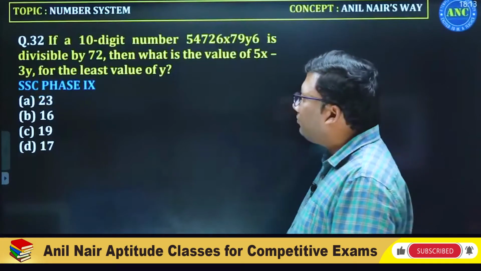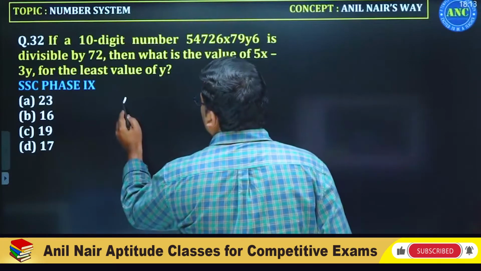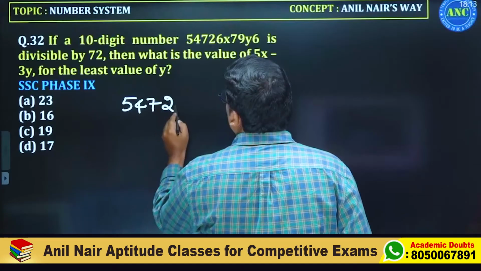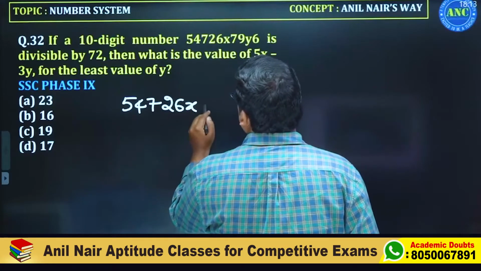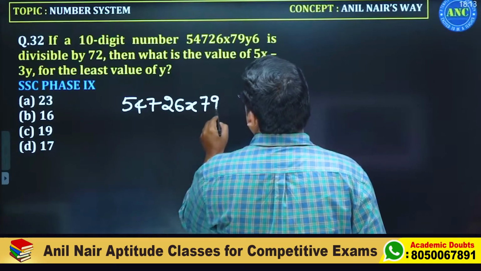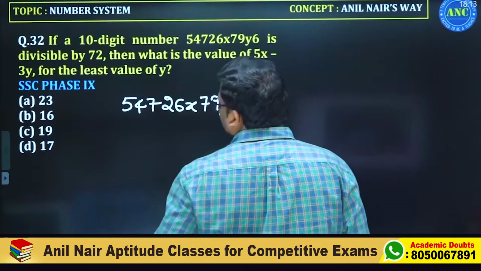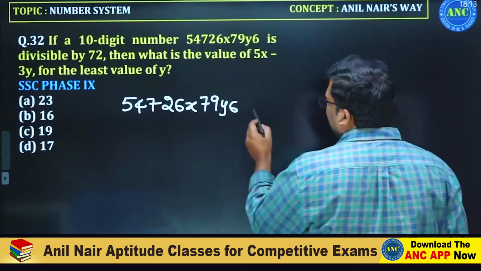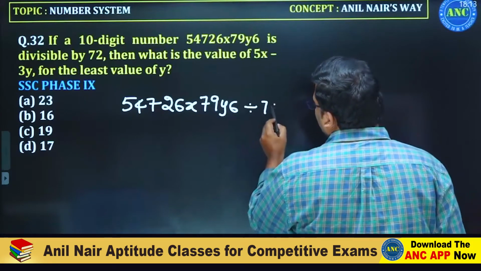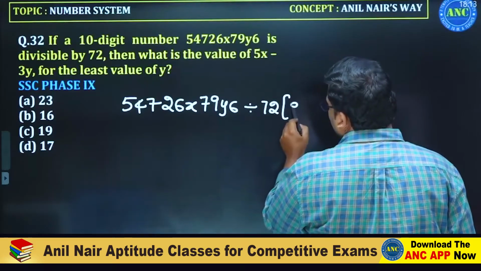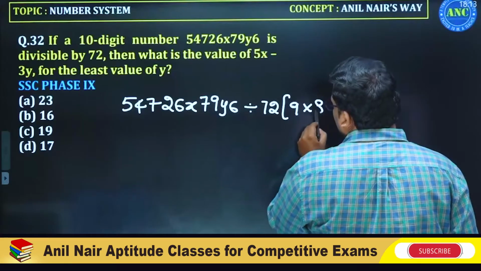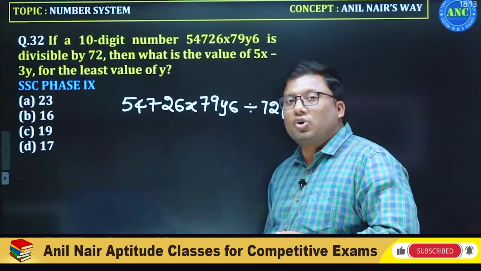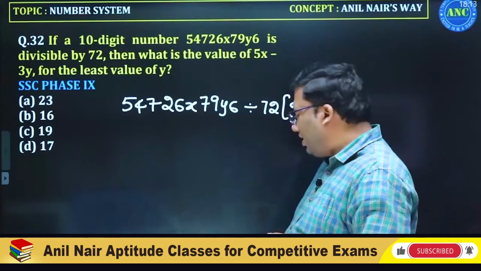Next one. If a 10-digit number, 547 26x 79y6, this is a 10-digit number. This number is divisible by 72. If a number is divisible by 72, it is a composite number. It should be divisible by 2 co-prime numbers, that is 9 and 8.